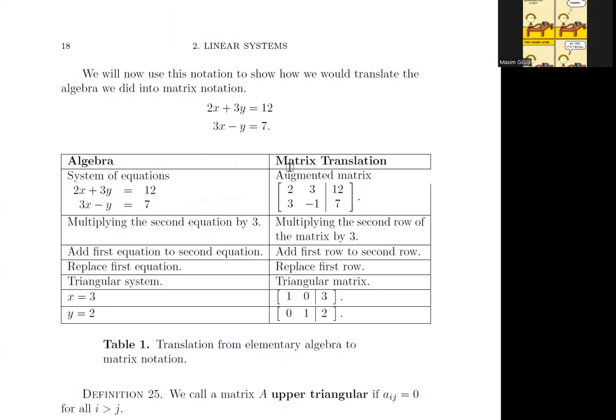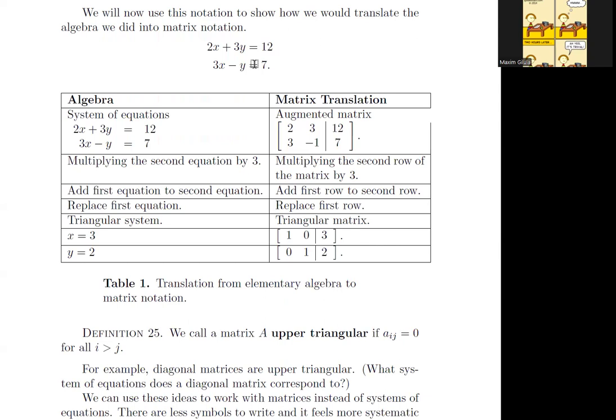So let's use this notation to show how you could translate algebra we did into matrix notation. So we had a system of equations that became an augmented matrix. If we multiply the second equation by 3, that's the same thing as multiplying the second row of the matrix by 3, this augmented matrix up here. If we add one equation to another equation, that's like adding the first row to the second row. If we replace the first equation, that's like replacing the first row.